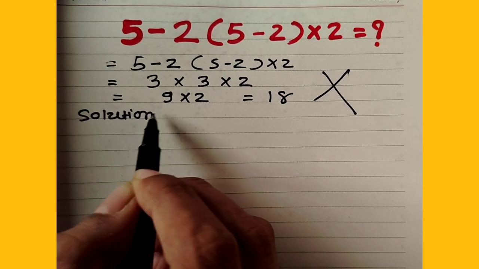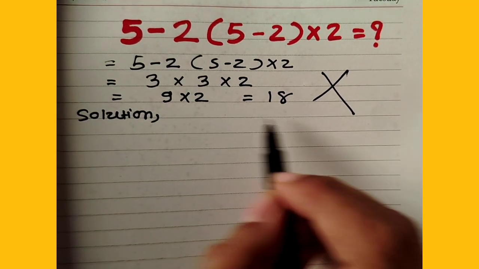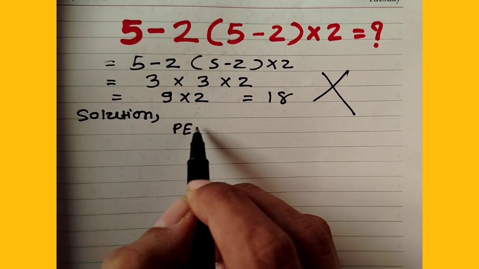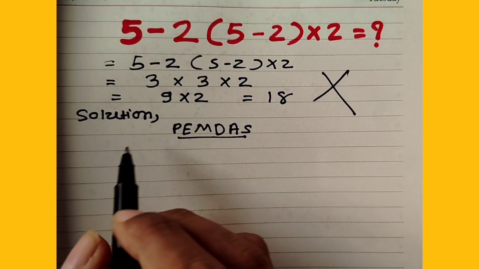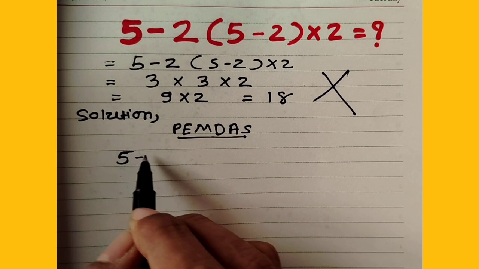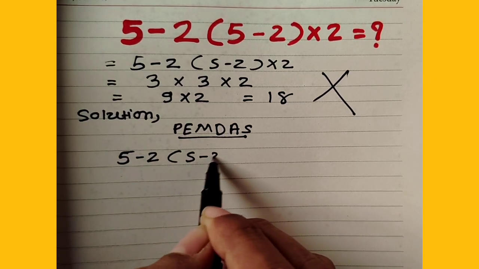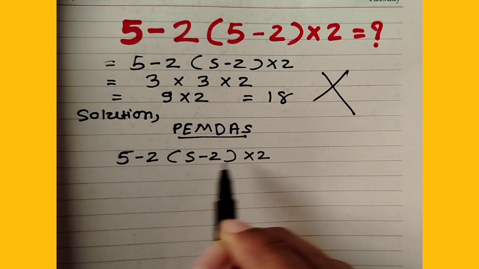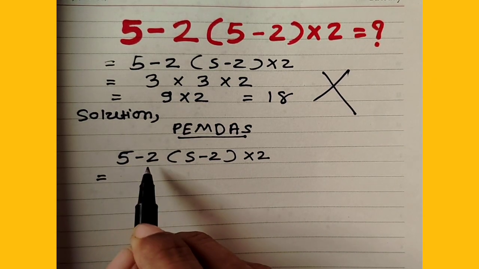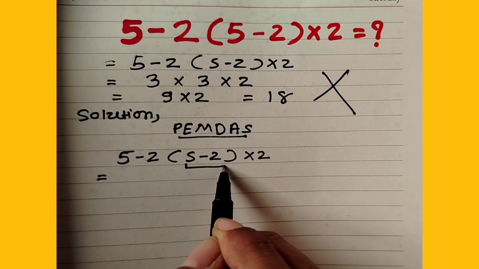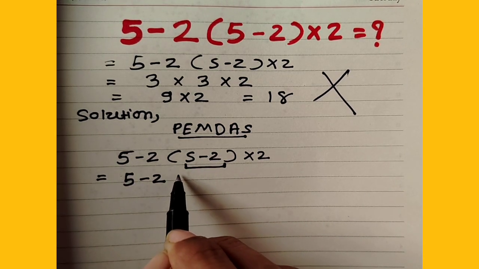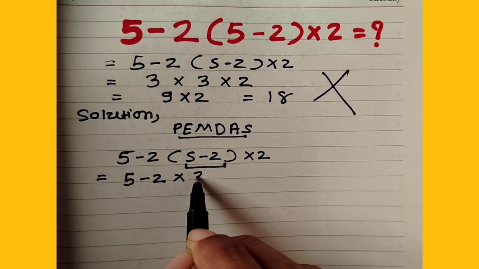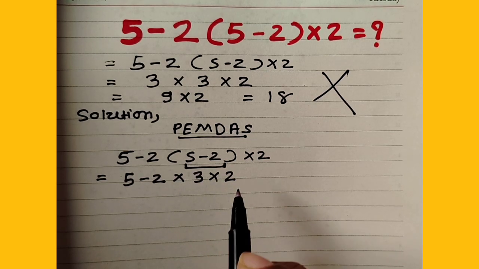The solution is, we will apply the PEMDAS rule. 5 minus 2 bracket 5 minus 2 into 2. The actual solution is 5 minus 2. 5 minus 2 is equal to 3.